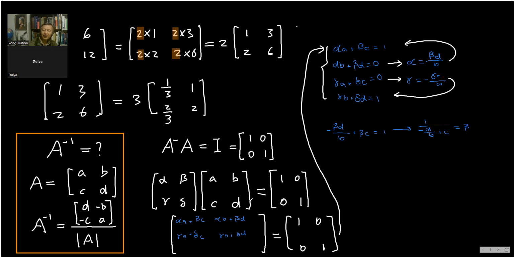How about alpha? Alpha is related, so we should be able to work out alpha first. Can we go to alpha? This is gamma. Sorry, this is gamma. Can we work out alpha first? Yes, good. Multiply the negative.